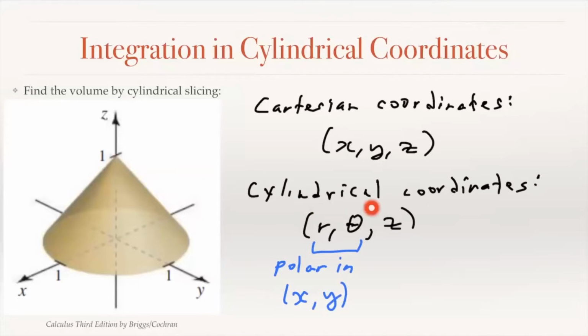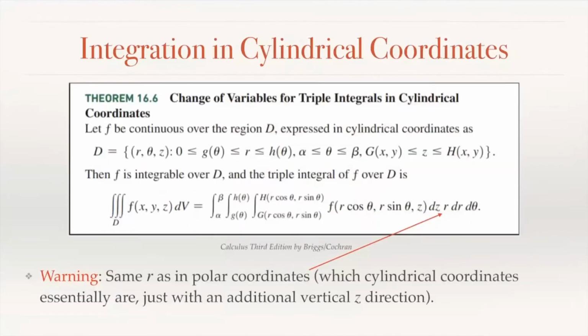Cylindrical coordinates are fortunately very simple, given we understand polar coordinates from the previous section. So in Cartesian coordinates, we have x, y, z. Cylindrical coordinates just means r, theta, z. So we take the polar coordinates on the xy plane, and then we can slide up or down on the z-axis. And integration in cylindrical coordinates will be dz, dr, d theta, and it works like this.